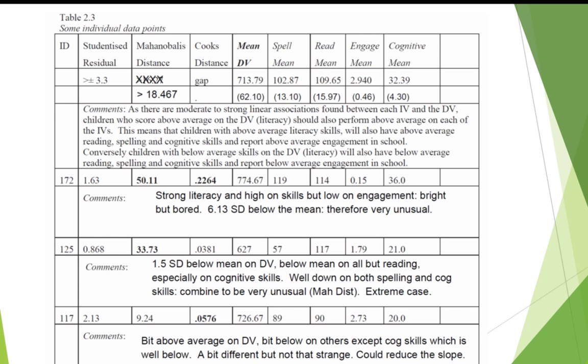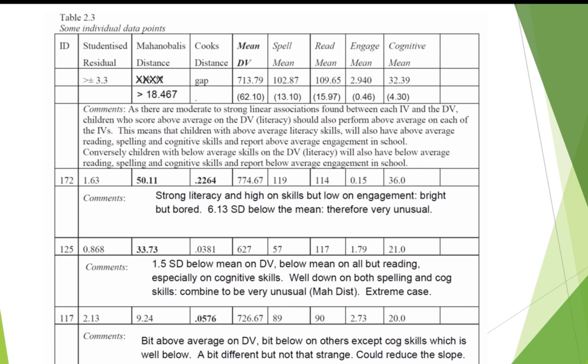Looking at the behaviour of 125, 1.5 standard deviations below the mean on the DV, so you expect them to be below the mean on all the other measures. They are on all except reading, and they're particularly low on cognitive skills, a score of 21, which is getting on for 2.5, 3 standard deviations below the mean. So they're below the mean on the DV, below the mean on the IVs, extremely below the mean on cognitive skills. Reading's a bit odd. They're probably an extreme example, except for that reading score. So they're a bit strange, worth having a look at.